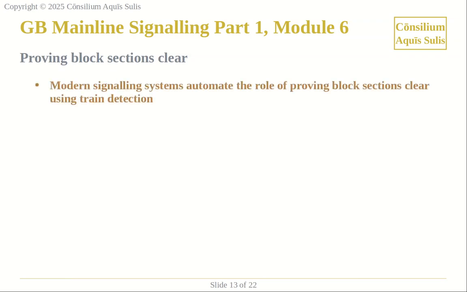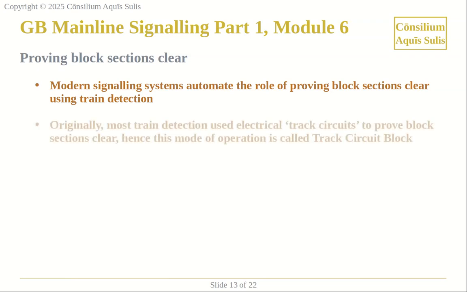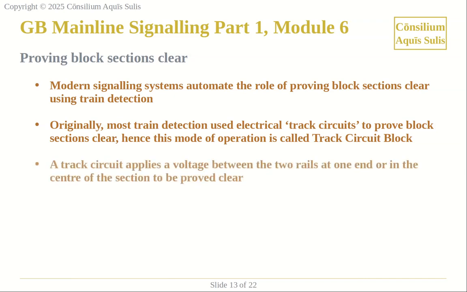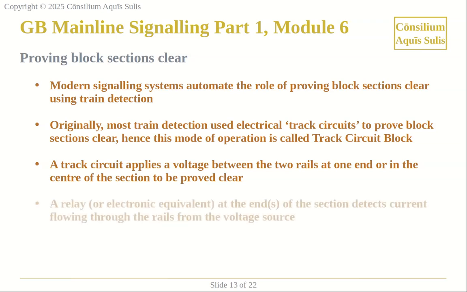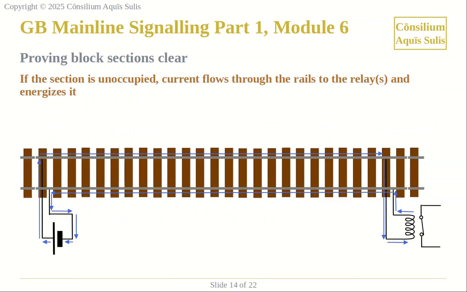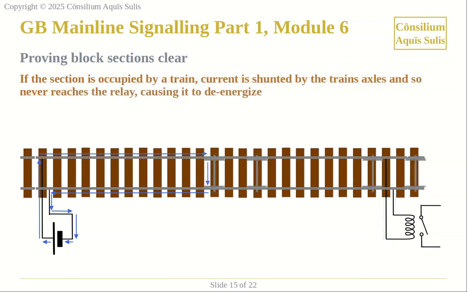As we saw earlier on, that gradually gave way to automated proving of block sections clear using train detection, and that was originally using a device known as a track circuit, hence came to be known as a track circuit block. A track circuit applies a voltage between the two rails at one end or in the centre of a section to be proved clear, and a relay at the other end or ends of the section detects current flowing through the rails from that voltage source. If the section is unoccupied, the current can flow freely to the relay, causing it to energise. If a train enters the section, that shunts the current path, causing the relay to de-energise and register the section as occupied.